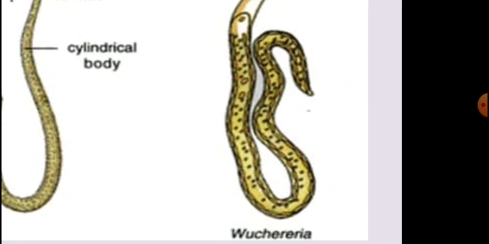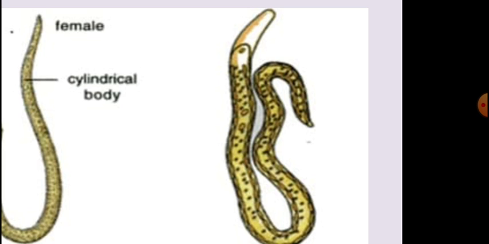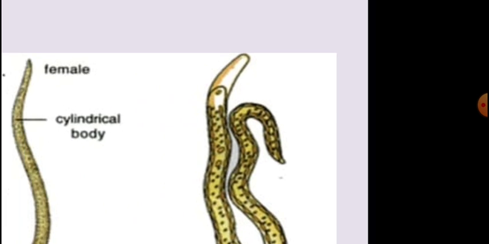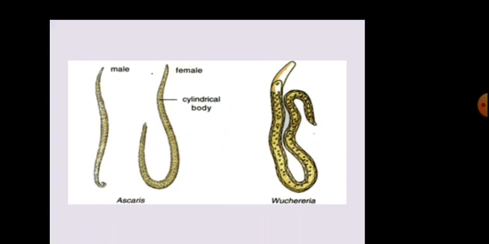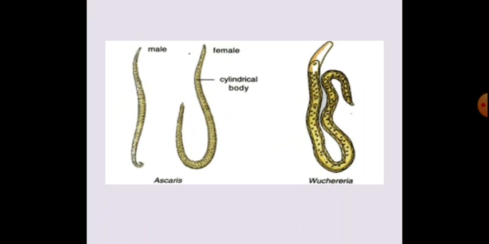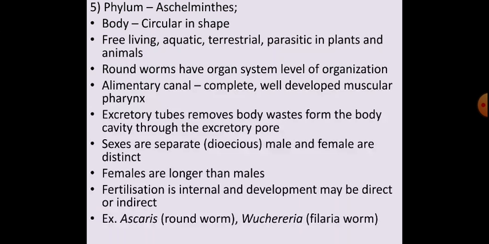One more is Wuchereria bancrofti. Ascaris is the general example, commonly called roundworms. So phylum Aschelminthes is circular in shape. They may be free-living, aquatic, and terrestrial, or parasitic in plants and animals. Either they live freely in soil, in water, on land, or inside the body of animals and human beings.